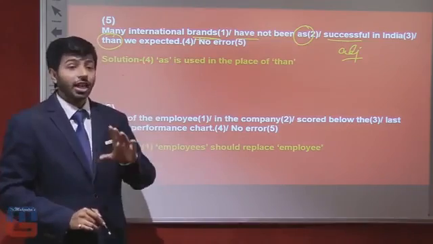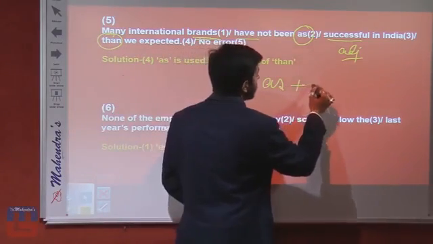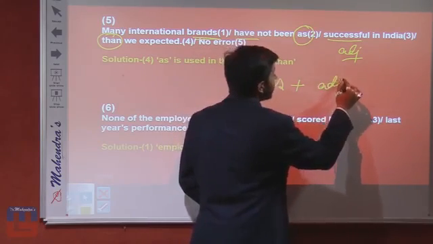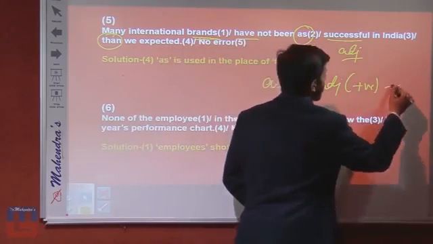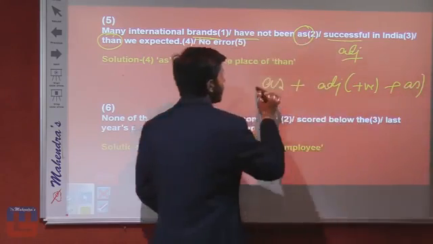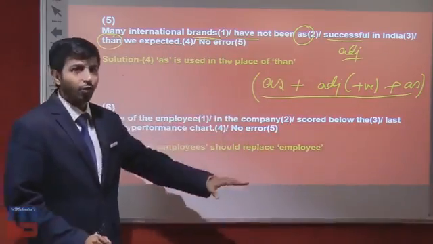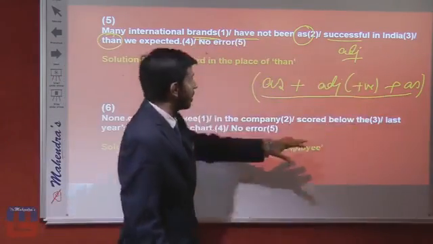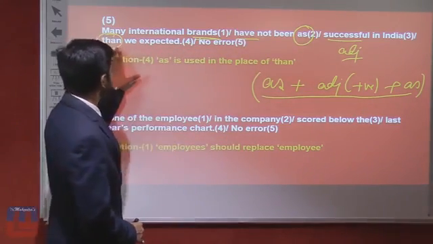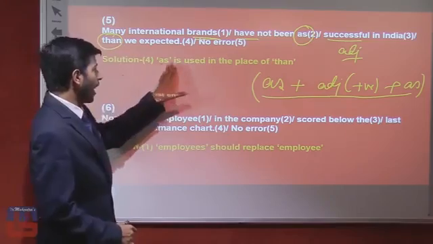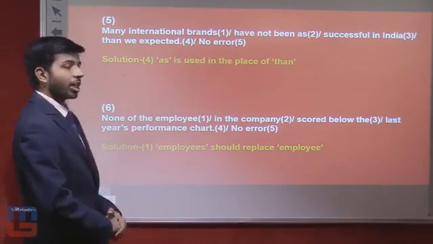So is there an error? Yes, the error is that the sentence depends upon this rule: as plus positive degree of adjective plus as. When the sentence is given, this type of rule should be applied. Therefore, "as successful in India as we expected" should be written, and "then" should be removed. Error in part 4: "as" is used in place of "than." Next statement. Next is statement number 6.